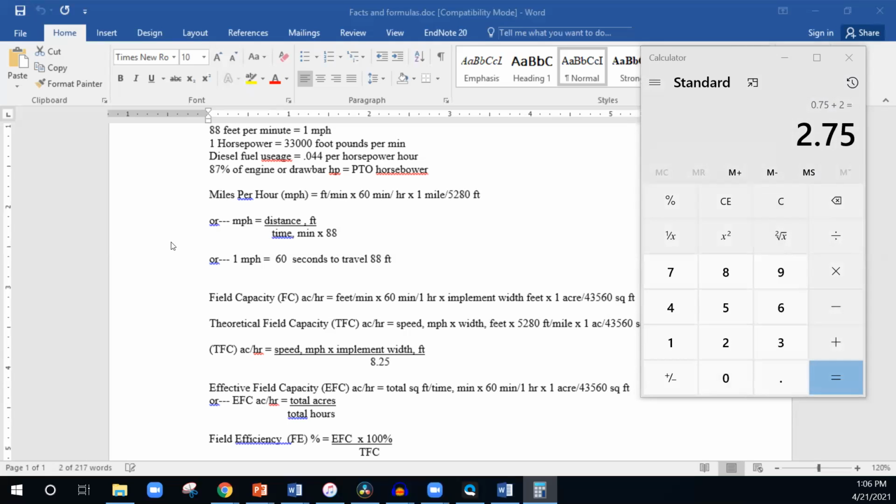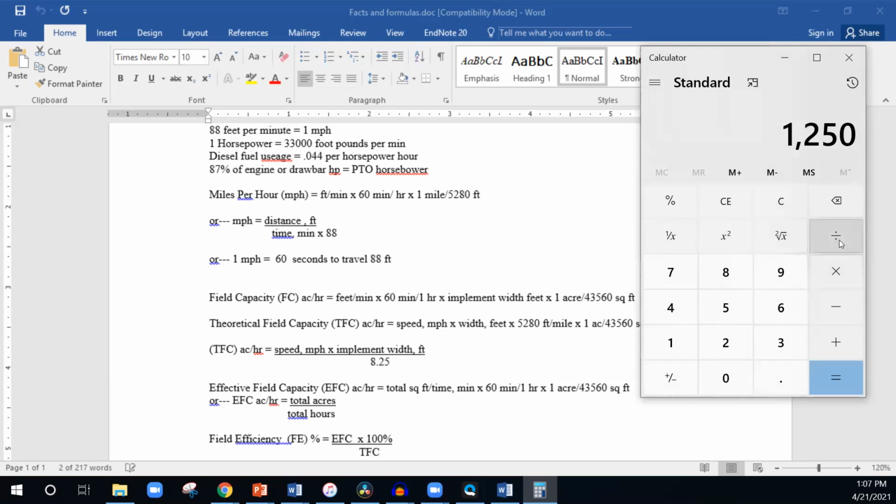So what we do is we're going to take that 2.75. We're going to multiply that by the 88, because that's what we have to do on here. Once we have the time in minutes, we multiply it by the 88, and we're going to get 242. So now what we got to do is we're going to clear this out, and we're going to take that 1250 that we had on the very top, and we're going to take the 1250 divided by 242.